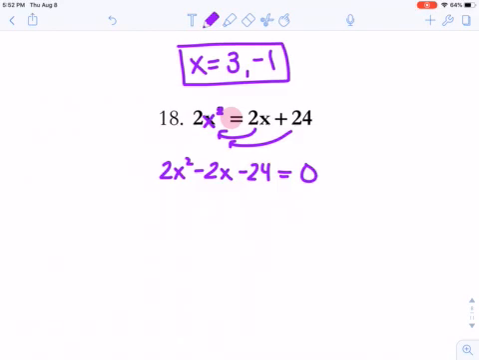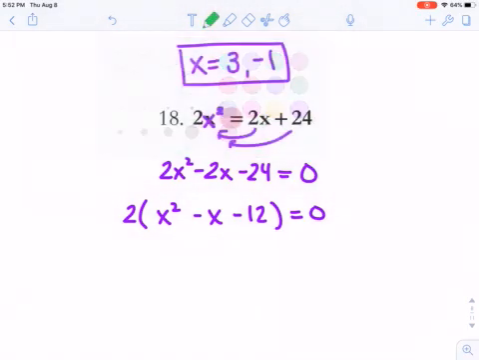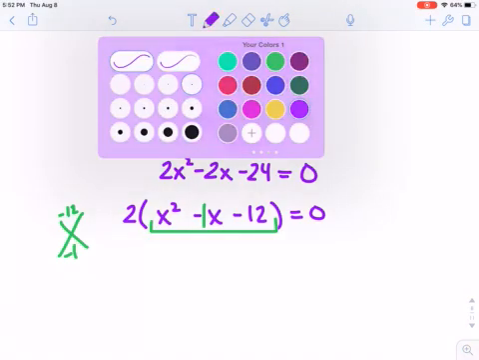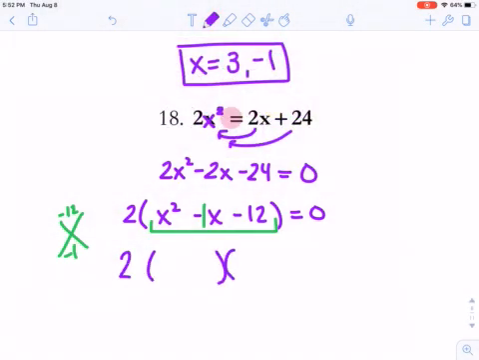Now we need to factor completely. So first I'm going to take out a GCF, x squared minus x minus 12 equals 0. Then I'm going to look at the inside leftover parentheses and factor that. So what 2 numbers multiply to -12 and add to -1? Those 2 numbers are, let's see, we're going to have a -4 and a +3. So our factors will be x minus 4 and x plus 3.